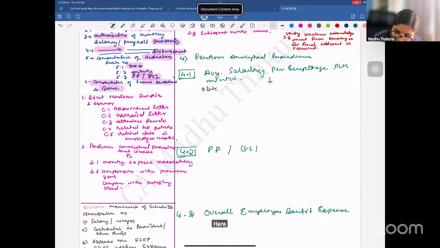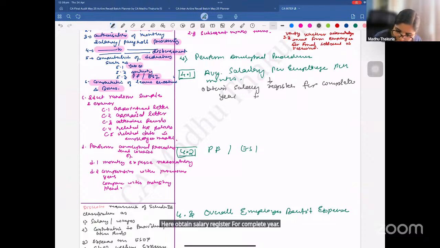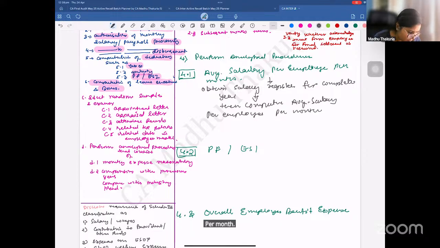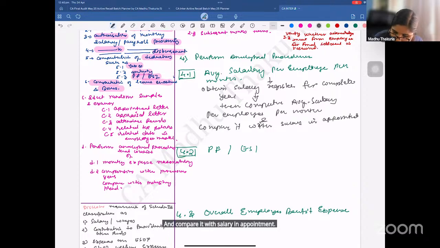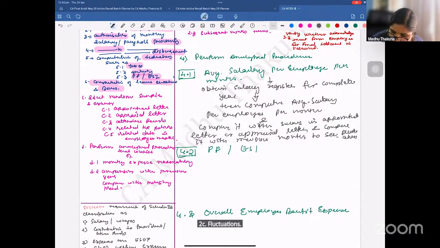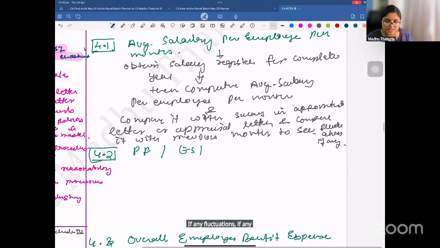Now here, obtain the salary register for the complete year, then compute the average salary per employee per month, and compare it with the salary in the appointment letter or appraisal letter, and compare it with previous months to see fluctuations, if any.